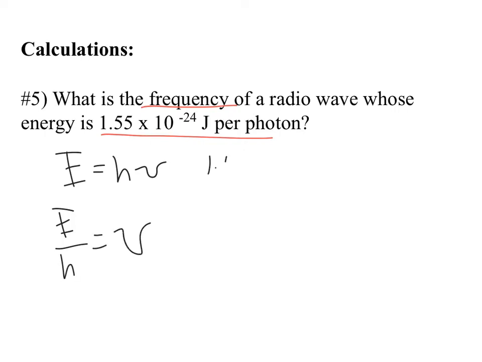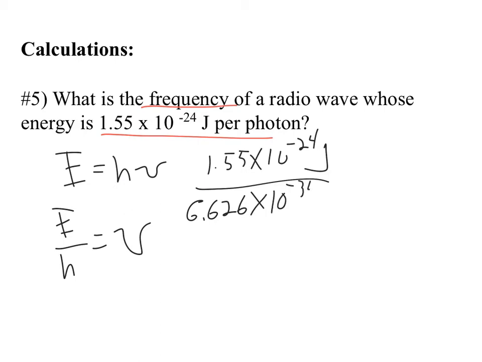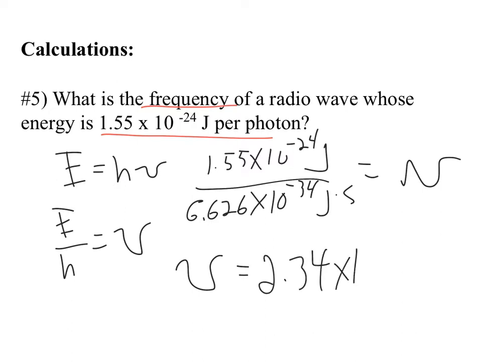The energy is 1.55 times 10 to the negative 24th joules, and the Planck's constant is 6.626 times 10 to the negative 34th joule seconds. That's going to equal the frequency. The frequency, when we do the math, comes out to, in this case, 2.34 times 10 to the 9th hertz, or cycles per second.